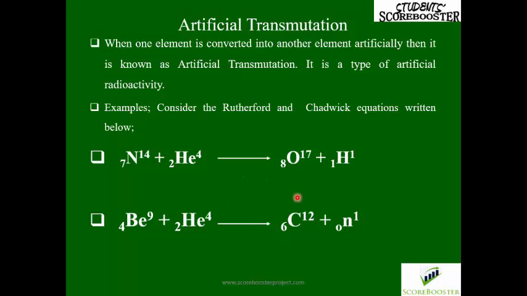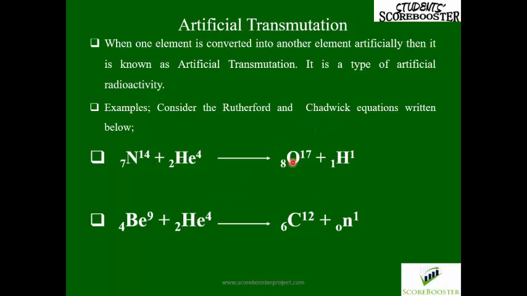So if you consider this reaction, the first reaction is called the Rutherford experiment, where Rutherford bombarded nitrogen with an alpha particle, which is helium. So when he did that, we have another element, oxygen, that is formed, and hydrogen.